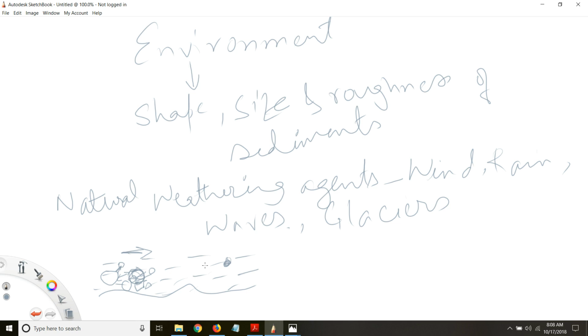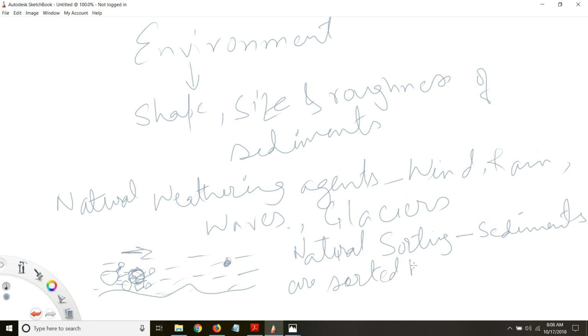It is the same thing with the wind. When the wind is carrying sediments and starts to slow down, it will drop the heavier sediments first and then the lighter ones. That is called natural sorting, where sediments are sorted based on size during erosion. Erosion is the process where the sediments are carried from one distance to another.